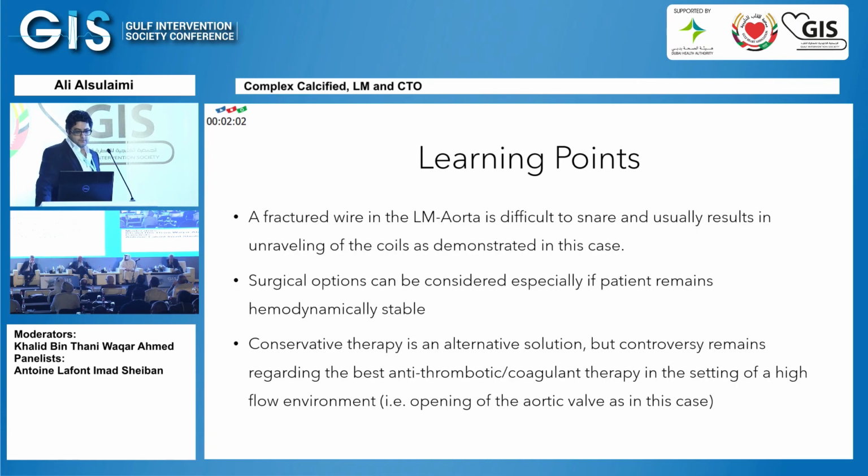So what are the learning points of this complication? Whenever you have a fractured wire in the left main aorta, it's very difficult to snare it, and usually it results in unraveling of the coils, as demonstrated in this case. Surgical options can be considered, especially if the patient remains stable. One of the solutions is conservative therapy, but this is controversial, and we don't really have any data regarding what is the best antithrombotic anticoagulant therapy, given the high flow environment, basically at the opening of the aortic valve.